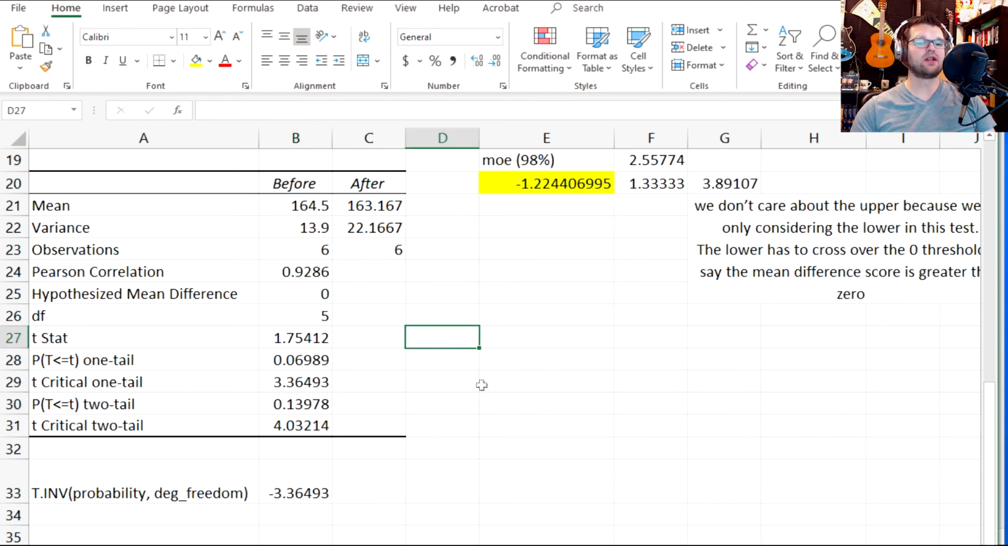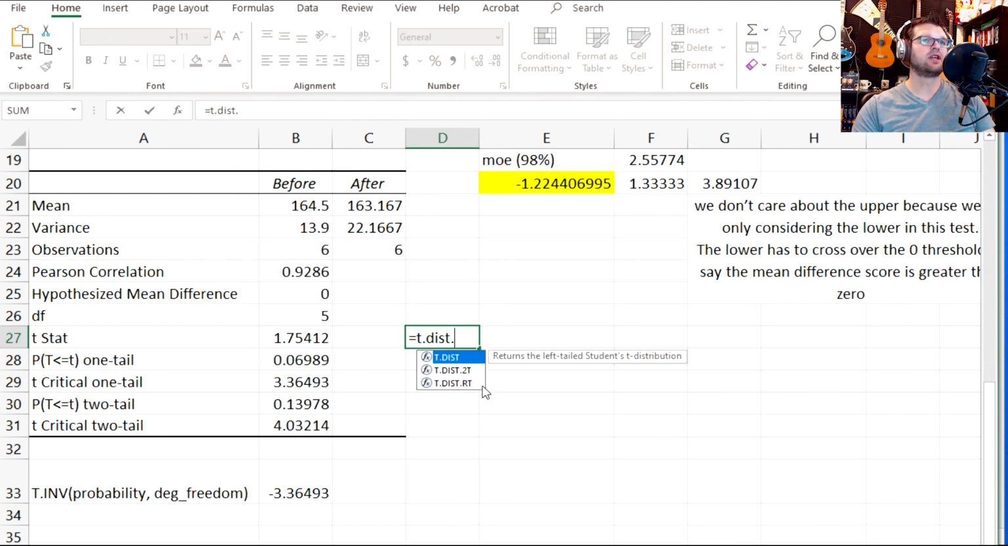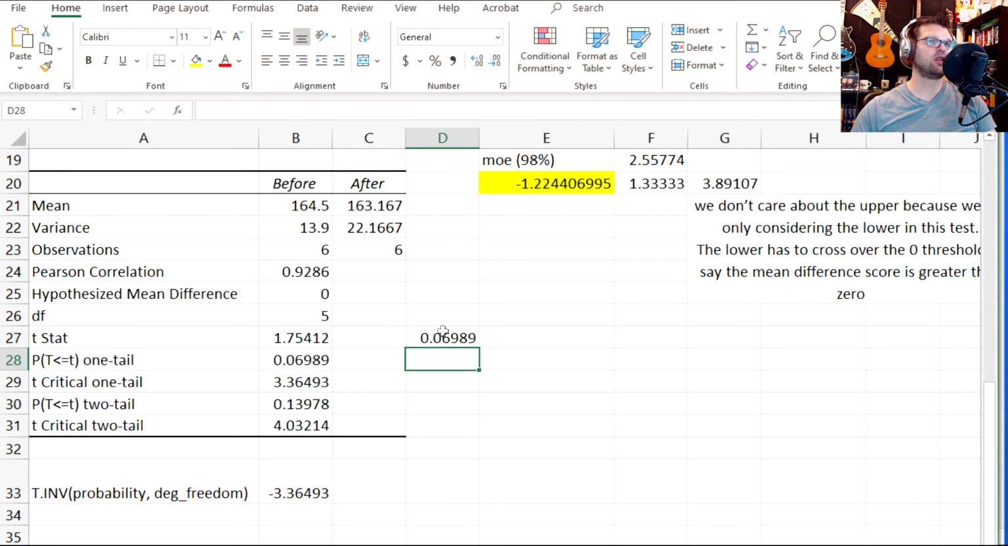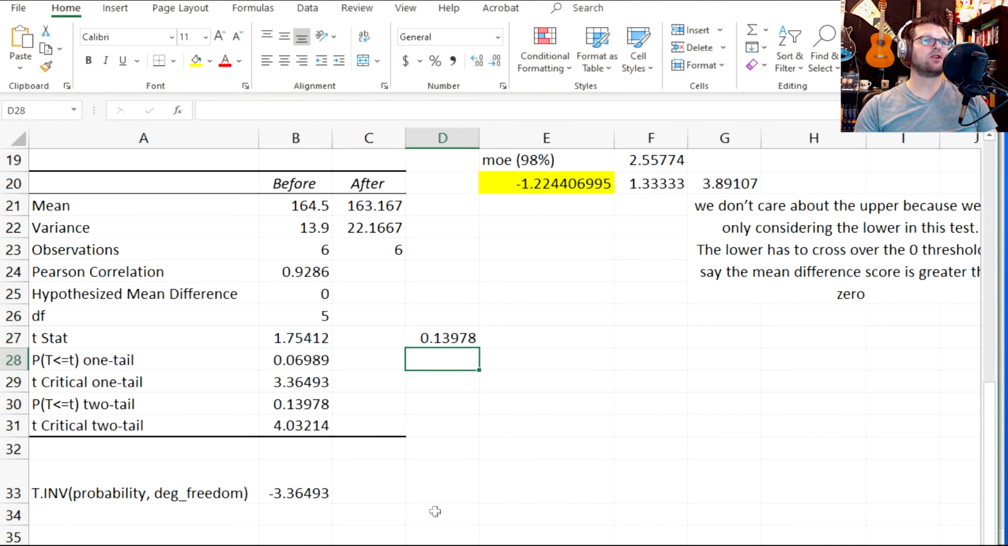The other way that you can do it is equals T.DIST.RT, and then we're going to put the t-statistic right there with the degrees of freedom of 5, and that's going to also give you the right tail t-value. And so that's what I would suggest you do, just go ahead and use that T.DIST.RT if you're doing a right tail or upper tail test, or T.DIST if you're doing a left tail test, or T.DIST.2T if you're doing a two-tail test. And so that'll give you the different pieces of information that you need.